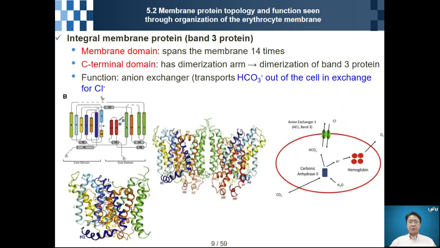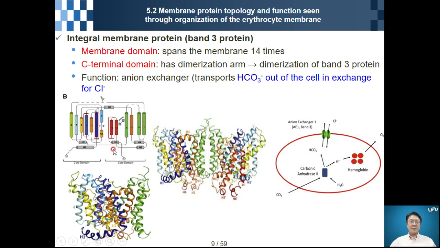Okay, band 3 protein also has the membrane domain. So this is the membrane domain. The membrane domain spans the membrane multiple times. Okay, let's see in detail. They have a transmembrane domain 1, and also a transmembrane domain 2. Finally, transmembrane domain 14 is here. Okay, so after that, there is the C-terminal domain like this.